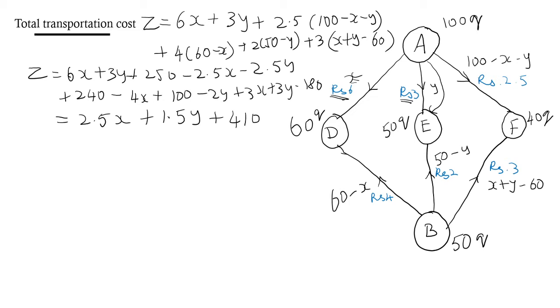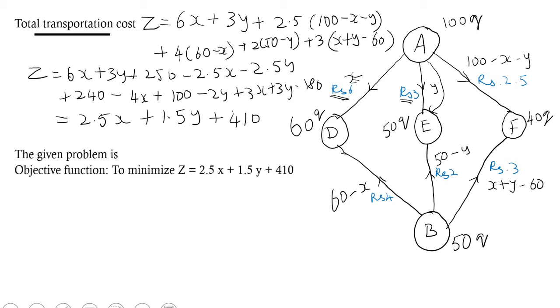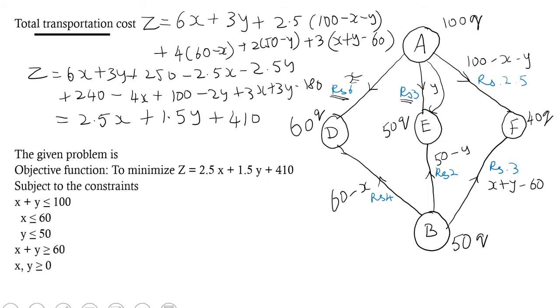Therefore, the problem reduces to: the objective function is to minimize Z is equal to 2.5x plus 1.5y plus 410 subject to the constraints x plus y less than or equal to 100, x less than or equal to 60, y less than or equal to 50, x plus y greater than or equal to 60 and x, y greater than or equal to 0. So these are the constraints and the objective function. The next step is to draw the graph.